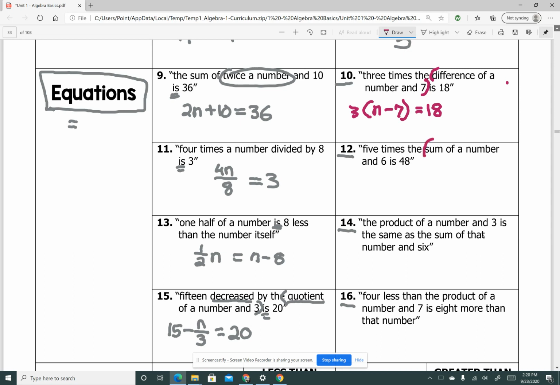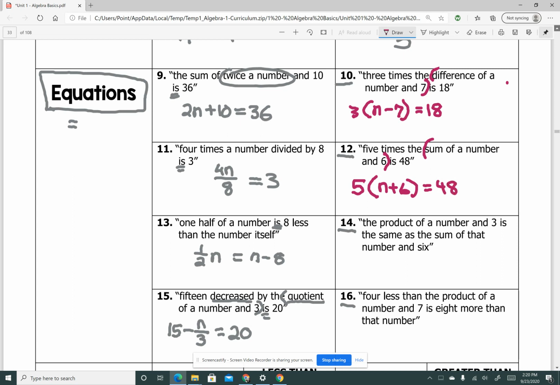5 times the sum of a number and 6. So we have the sum of a number and 6, that's a quantity that will go in parentheses, is 48. So 5 times the sum of a number and 6 is 48.